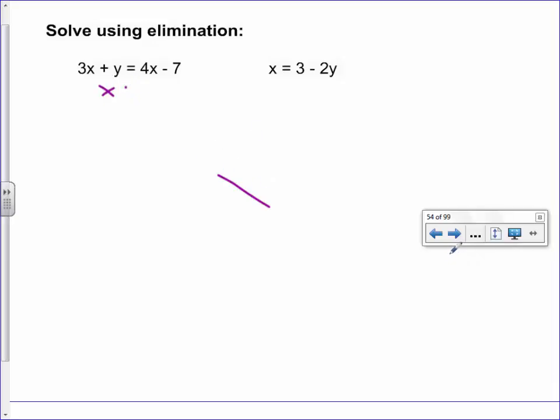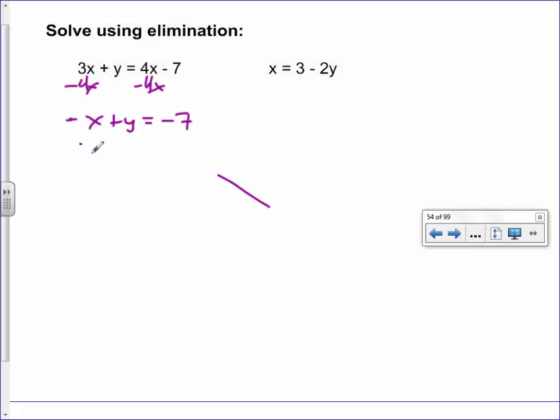Actually, you know what? Let's try something even more different. You guys see how there's 2 x's on this side over here? What if, watch this, what if I were to minus 4x from both sides? What would I have? I would have negative x plus 4 plus y equals minus 7. I'm now going to take this equation right here, and I'm going to try to bring it and stack it next to this one as well.